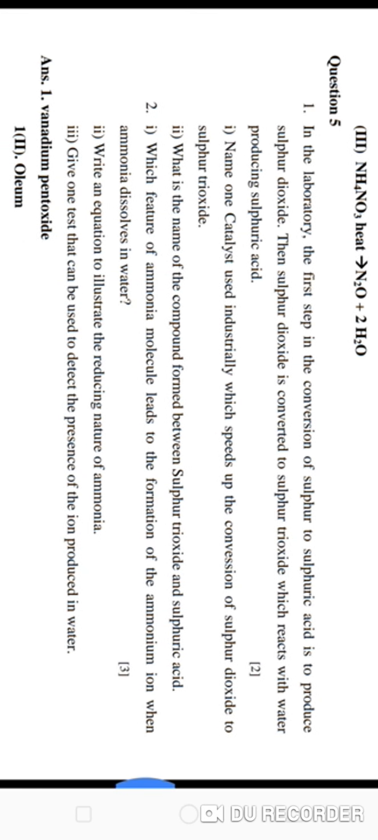And the acidic nature of nitric acid, that is acid plus base gives salt and water, and the product when ammonium nitrate is heated is N2O. Next is the contact process question. Catalyst used in the contact process: vanadium pentoxide, and the name of the compound formed between sulfur trioxide and sulfuric acid is oleum, H2S2O7. And the ammonia, why is it forming a coordinate bond to form the ammonium ion?